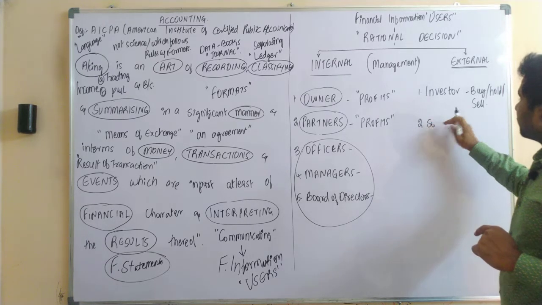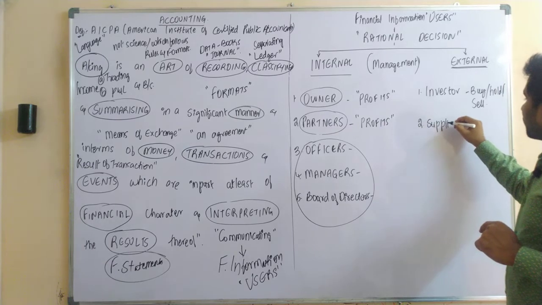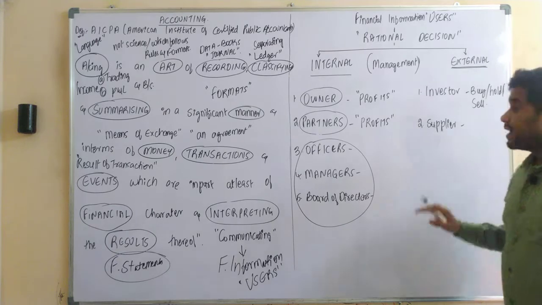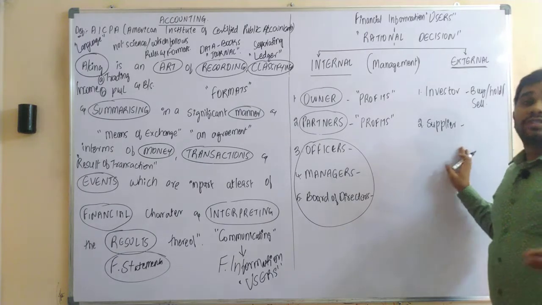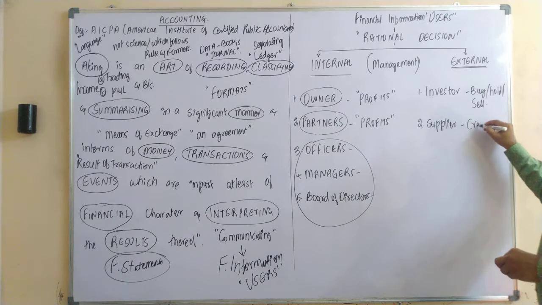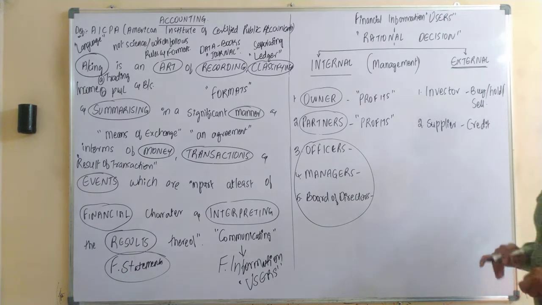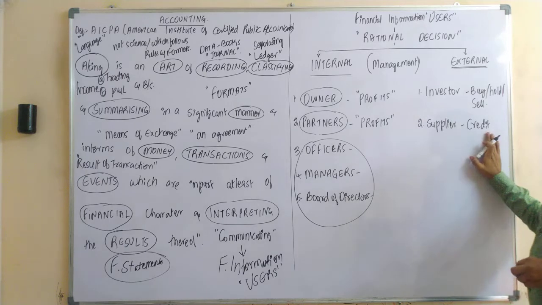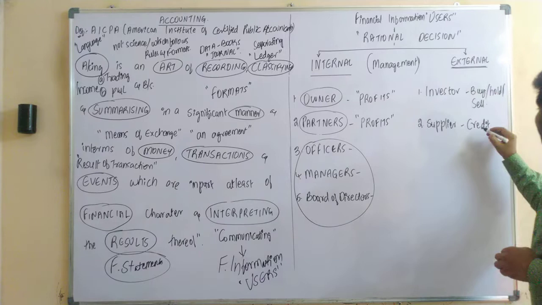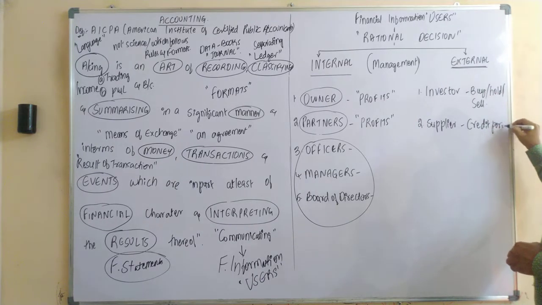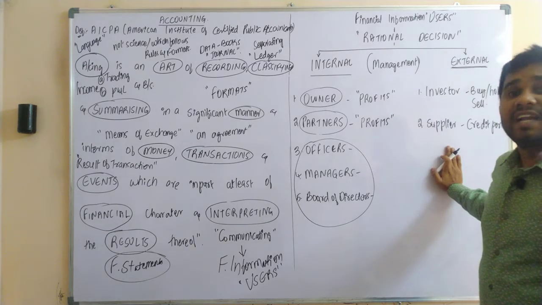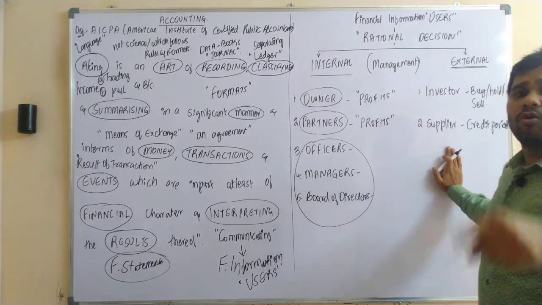Supplier. Your next external user would be the supplier. Who is the supplier, sir? A supplier is a person who supplies the goods to the company on credit basis. On what basis? On credit basis. As he is selling the goods on credit basis, he would be giving us a credit period. So Mr. Supplier would be giving a credit period for the company to pay the amount for the goods.